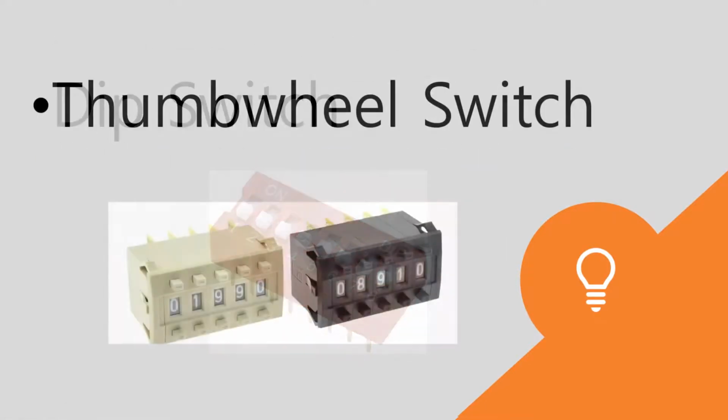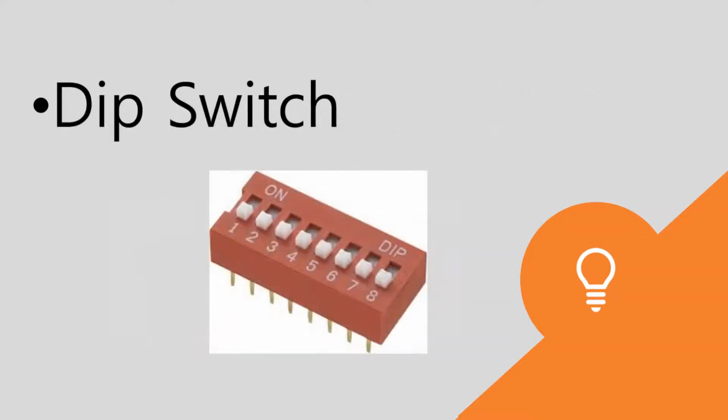You have the dip switch and you have the thumb wheel switch. So normally when you look into motor circuit drivers and servo motor controllers, or even stepper motor drivers, they have this type of switches. These type of switches are used there to set the direction in which you want the motor to move, or even the steps you want the stepper motor to take.